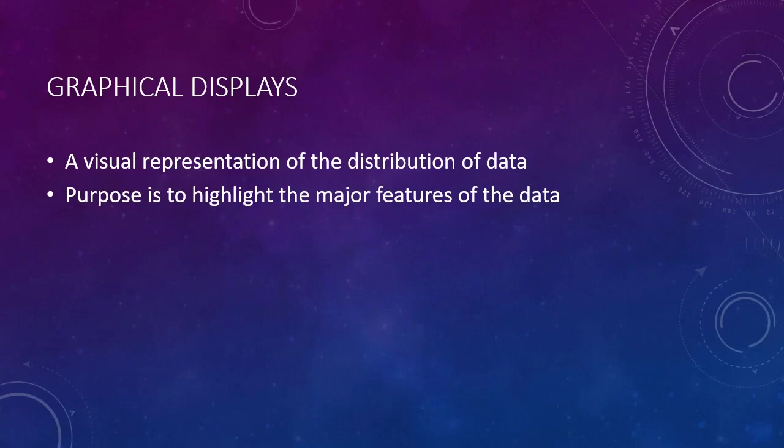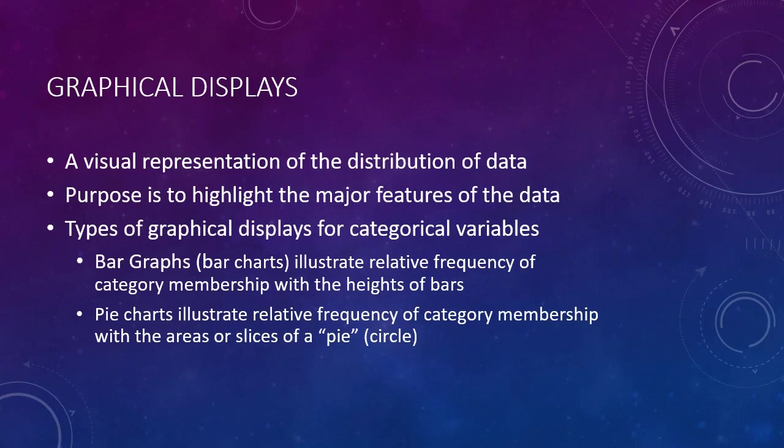Data analysts who wish to convey information about data effectively and efficiently use pictures to convey this information. We call these pictures graphical displays. The statistics that we compute for categorical variables include proportion or percent. These statistics help us to understand the relative frequency of the units in our sample that are in each category of the categorical variable. Two graphical displays that can convey the same information are bar graphs and pie charts.